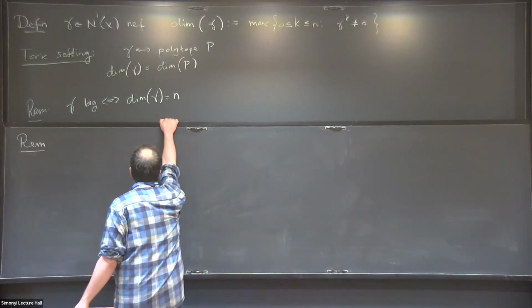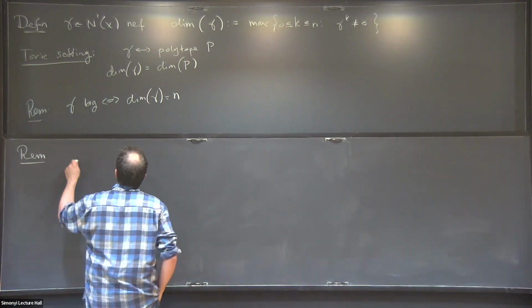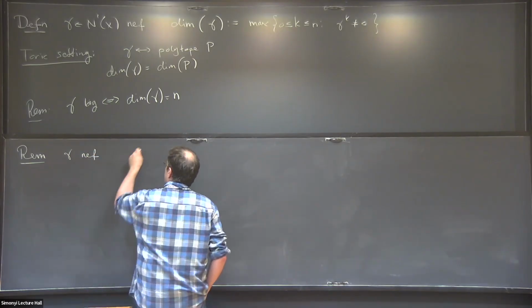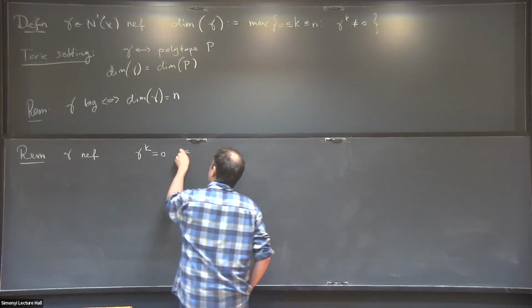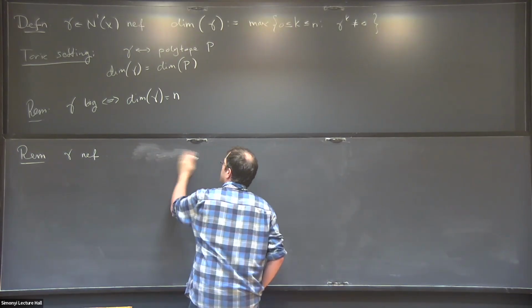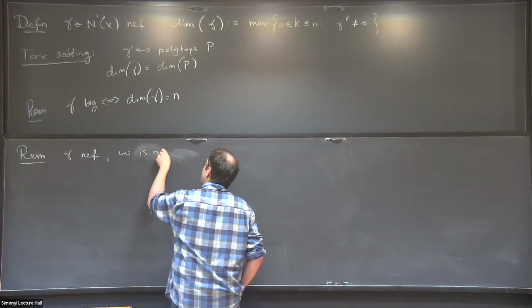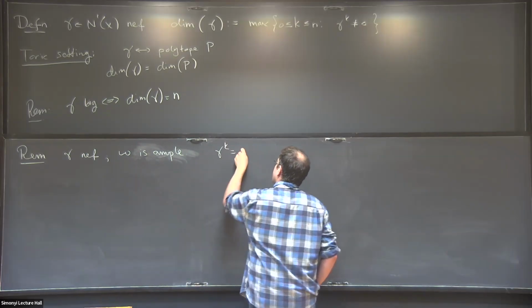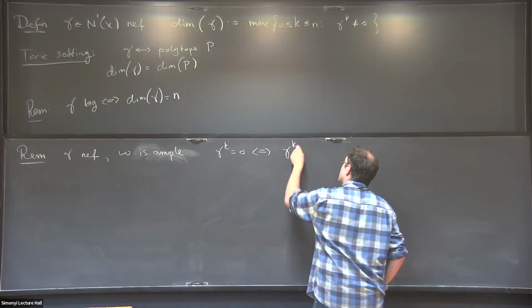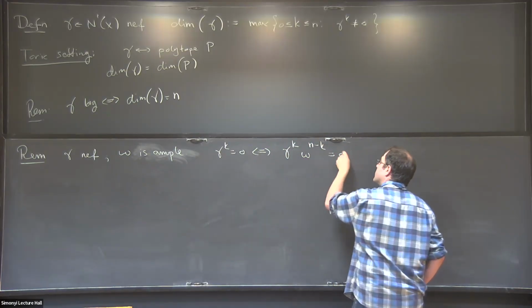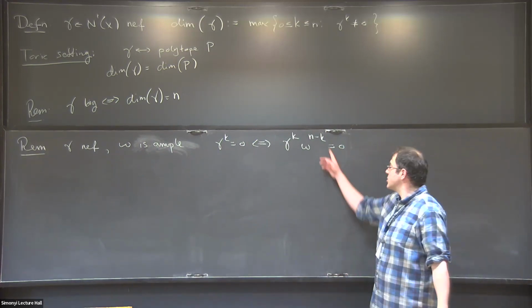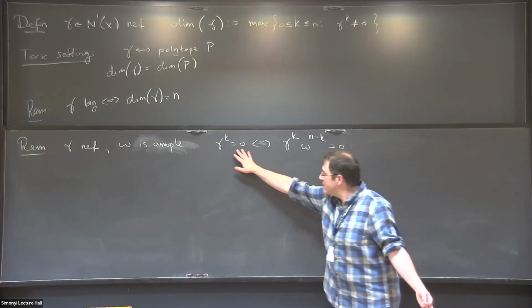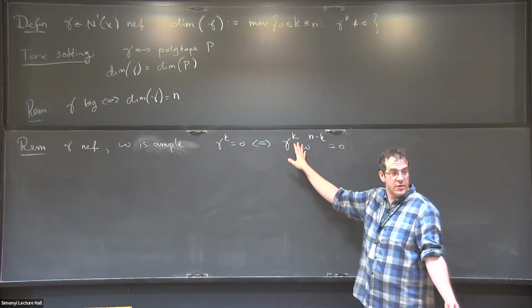The other remark, which I'm going to use many times, is that if gamma is Neff, then gamma to the k is 0. So if gamma is Neff and omega is ample, any ample class, you can pick whichever one you want. Gamma to the k is 0 is the same as saying that this number, gamma to the k times omega to the n minus k, is 0. But you can just multiply it by any ample class to get a number. And if that's 0, this is not a number, but that is a number. That's 0, that's equivalent. Okay.